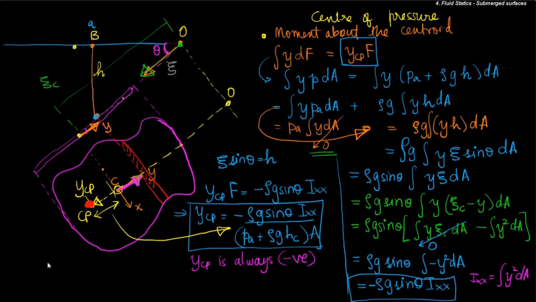Now suppose we place this particular object at an even larger depth, that is, we increase HC. So if we increase the depth, sin theta does not change, Ixx does not change, A does not change, g does not change, rho does not change, Pa does not change, only HC increases. So the denominator increases, then YCP goes down, meaning the shift from the centroid reduces with depth. So at larger depths, the center of pressure tends towards the centroid.